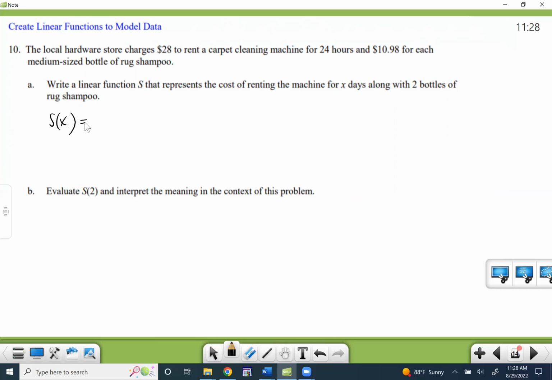All right, let's see here. We are renting this machine for X days. How much does it cost a day here? The local hardware store charges $28 to rent it for 24 hours. So it's $28 per day, right? So that means it's going to be $28 times X, since we have X days. Okay. But then we have to add to that the fact that we got 2 bottles of rug shampoo, right?